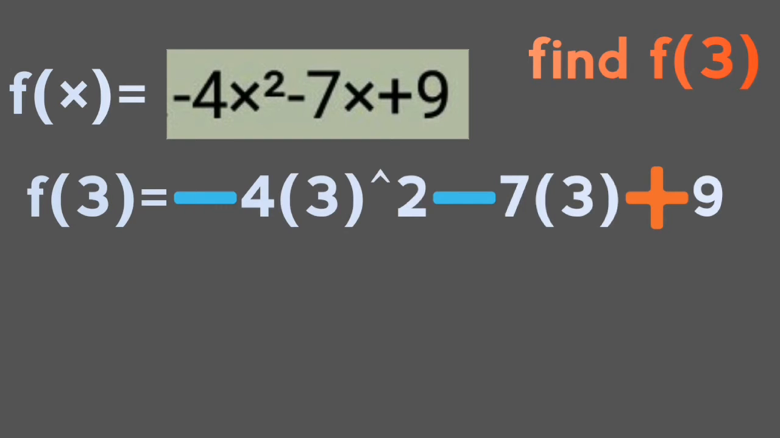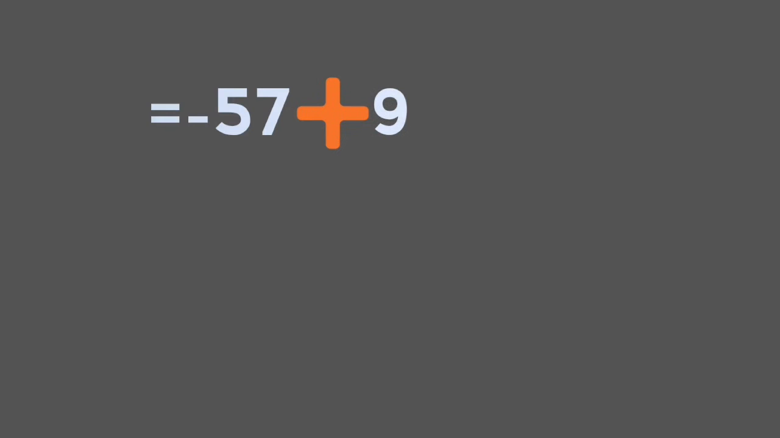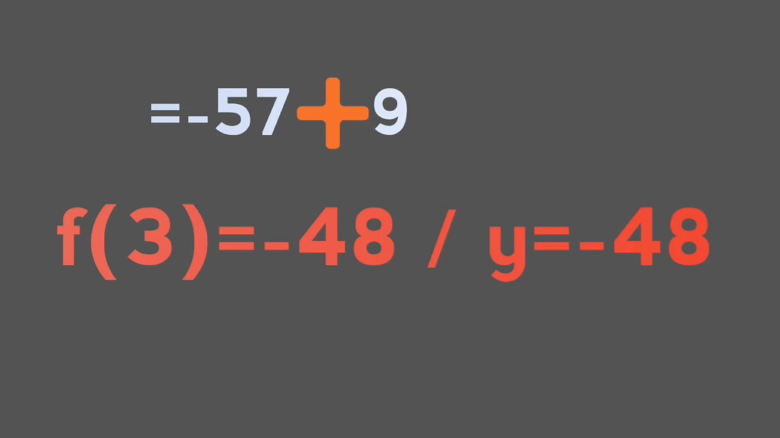f of 3 equals negative 4 times 3 squared minus 7 multiplied by 3 plus 9. It is equal to negative 4 times 9 minus 21 plus 9. So, negative 4 times 9 minus 21 is equal to negative 57, and just copy the positive 9. So, it is equal to negative 57 plus 9. So, your final answer will be f of 3 equals, I will repeat, f of 3 equals negative 48, or y equals negative 48.